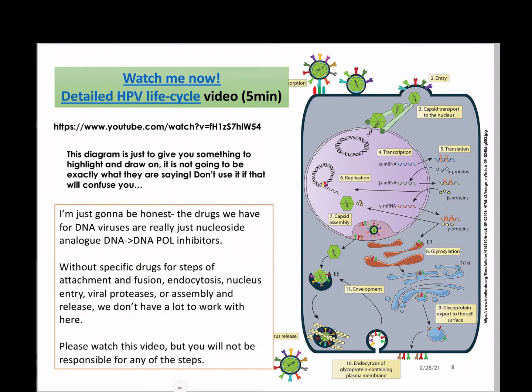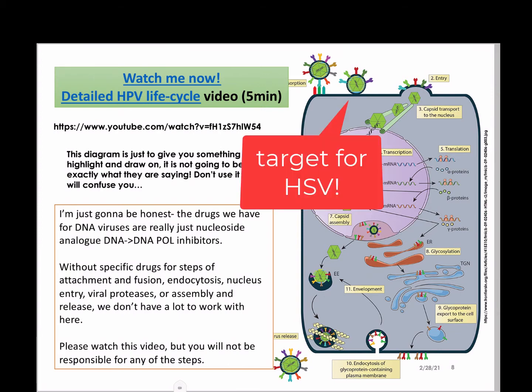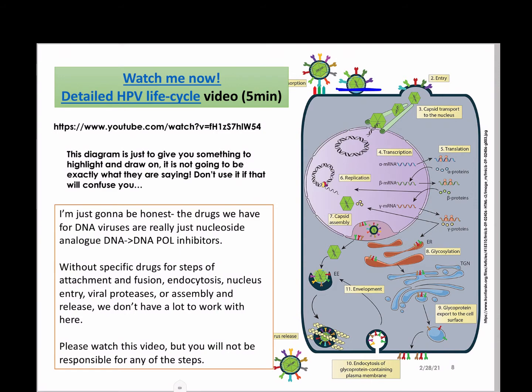So I always show you a really complex viral life cycle for these really important viral infections. But as far as the DNA viruses, even though they're as complex, if not more, I have to just tell you that we don't have that many drug targets. We do have one target for HPV that blocks fusion, but every other drug we have is simply a nucleoside analog DNA Pol inhibitor.